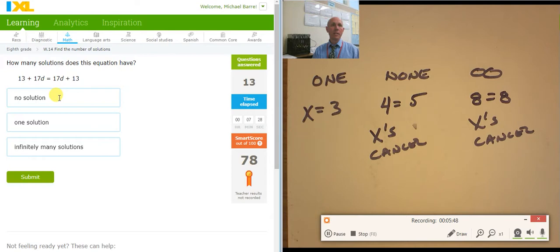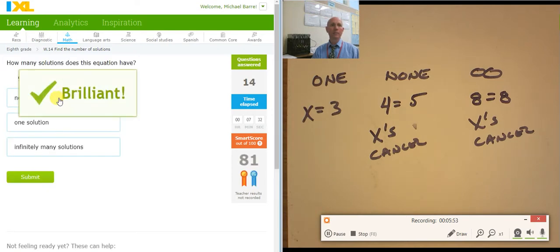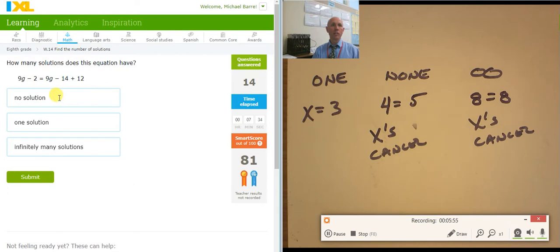17d, that's the exact same equation. That's infinite solutions. 9g, they're going to cancel out. Negative 2, negative 2. This is infinite. If you simplify this thing down, you get 9g minus 2 equals 9g minus 2. Infinite solutions.